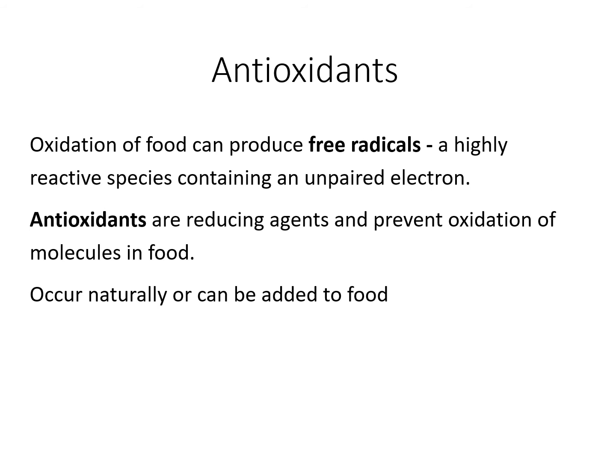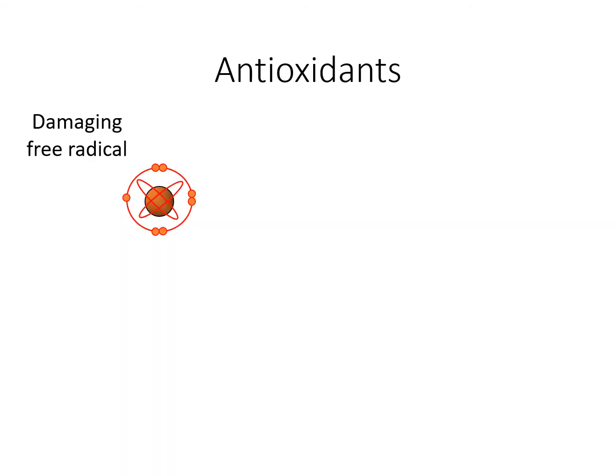So here we go. Antioxidants are reducing agents and they prevent the oxidation of molecules in food. The way they do that is because they themselves are oxidized ahead of the chemical in the food. In the example here, we have an apple that's gone brown on one side and not so brown on the other side. And there's a video again later on which shows an experiment as to how you can actually achieve this. But here's the science behind it.